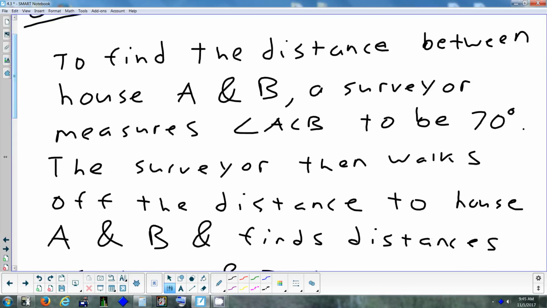So what the surveyor is doing is they're looking at the canyon in front of them, or whatever's in front of them they want to measure across, and they're standing at point C. Points A and B are in front of them. The surveyor shoots their transit laser to point A, then turns it and shoots it to point B, and the transit tells them that it's a 70-degree angle from where they're standing between points A and B.